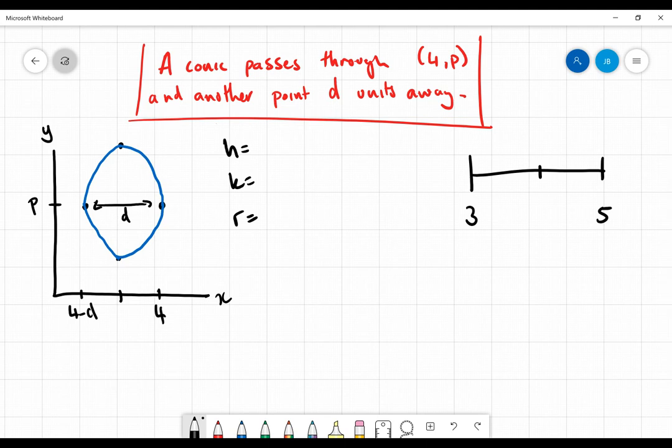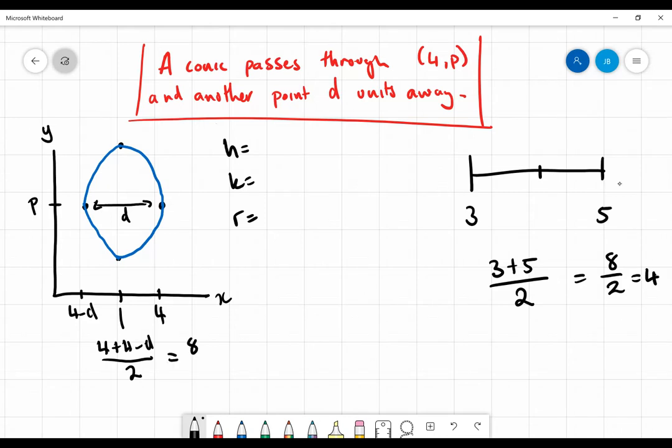Now, obviously, we know that's 4, but how do you get 4? What you can do is add 3 and 5 together and then divide that by 2. So that gives me 8 over 2, which of course is 4. So I add those two values and then halve them. So this value here is going to be 4 plus 4 minus D all over 2. And simplified, that is actually just 8 minus D over 2. So I can write that one in here.